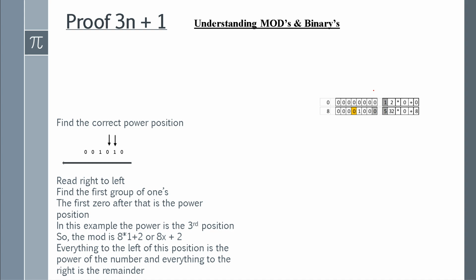So our power position is in the 5th slot. So that gives us 32 times, there's nothing to the left, so that's times 0 plus 8. So our whole number is 8 mod 32. Now, we're going to divide it in half because it's an even number.